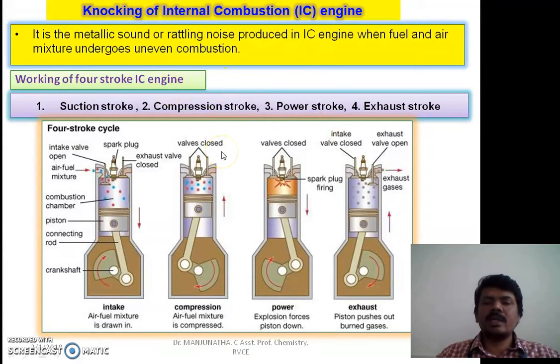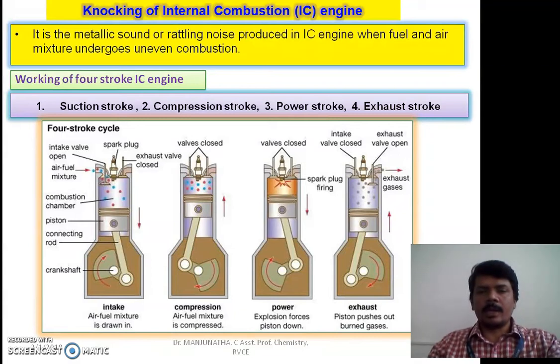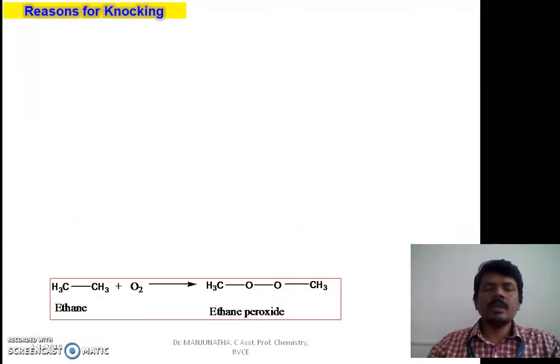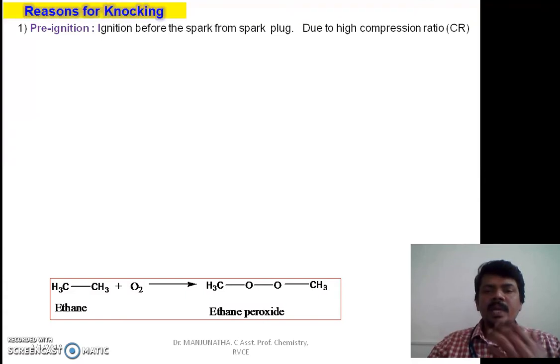If the engine has to run smoothly without making any knocking sound, the piston has to move uniformly. If it moves randomly or unevenly, only then does knocking occur in the internal combustion engine. The reason for knocking, this non-uniform movement of the piston, is uneven combustion of the fuel and air mixture. Let us look at the main three reasons for this knocking. The first reason for knocking is pre-ignition.